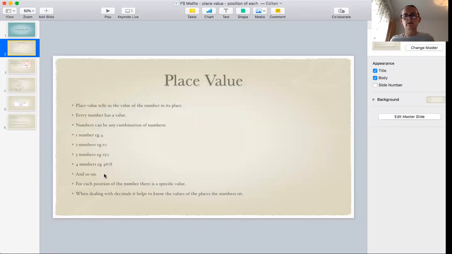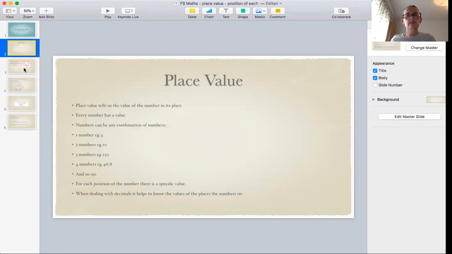4,678, and so on. So for each position of the number, there is a specific value. So when we do decimals, this becomes quite important because you're moving to the left and to the right, right? So when dealing with decimals, it helps to know the values of the places the numbers sit.